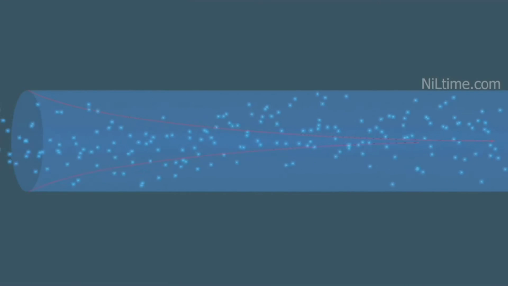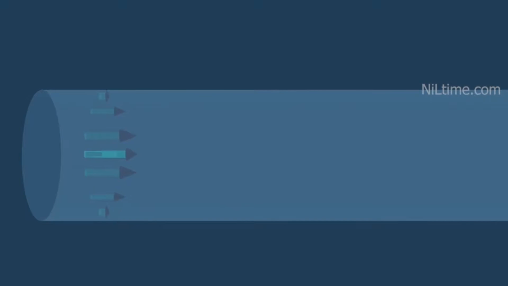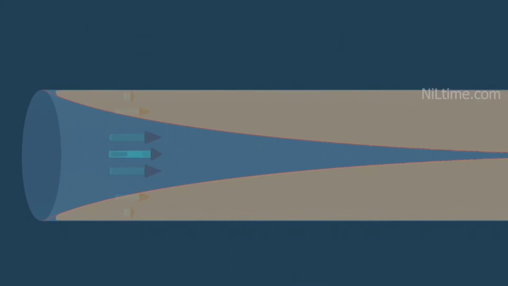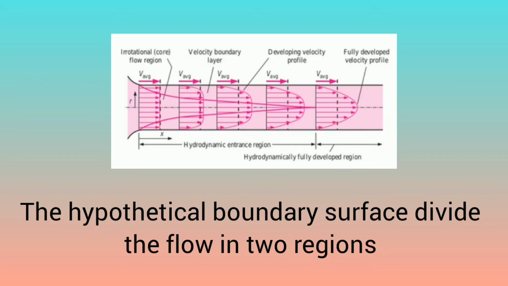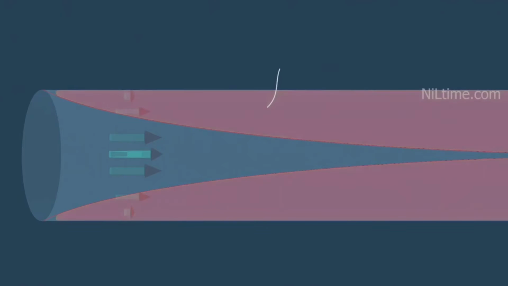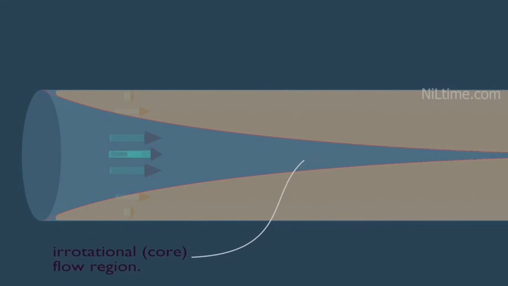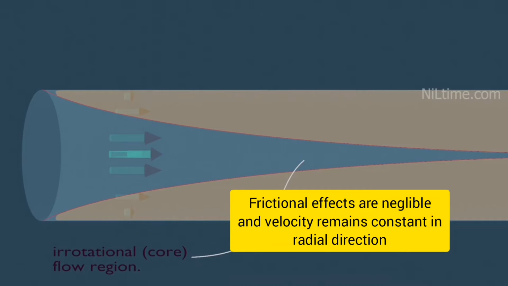When the fluid enters a pipe, the particles in contact with the boundary will slow down according to the no-slip condition. The region of the flow in which the effects of the viscous shearing forces are felt is called the velocity boundary layer. The hypothetical boundary surface divides the flow into two regions: the boundary layer region, in which the viscous effects and the velocity changes are significant, and the irrotational flow region, in which the frictional effects are negligible and the velocity remains essentially constant in the radial direction.